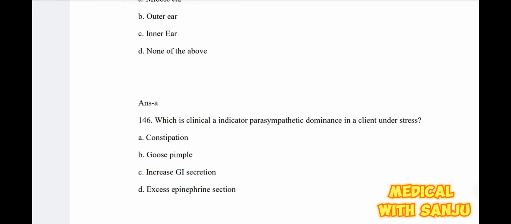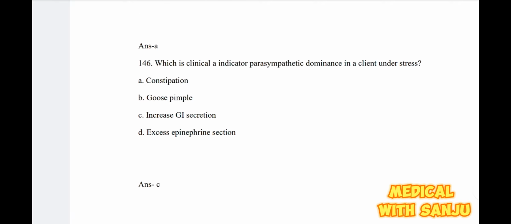Question number 146. Which is clinical indicator of parasympathetic dominance in a client under stress? Option A constipation. Option B pimple. Option C increase GI secretion. Option D increase epinephrine secretion. The right answer is option C.